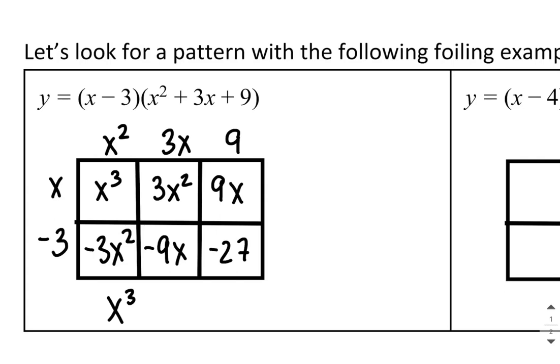Then I'm going to look at the x squared terms. So I have negative 3x squared plus 3x squared. Those cancel each other out. They equal 0. So I don't need to write an x squared term. I have 0 x squareds. Then I go over to my x terms. I have negative 9x plus 9x. Those two cancel out as well. They equal 0 when I add them together. So I'm just left with x cubed minus 27 as my answer.